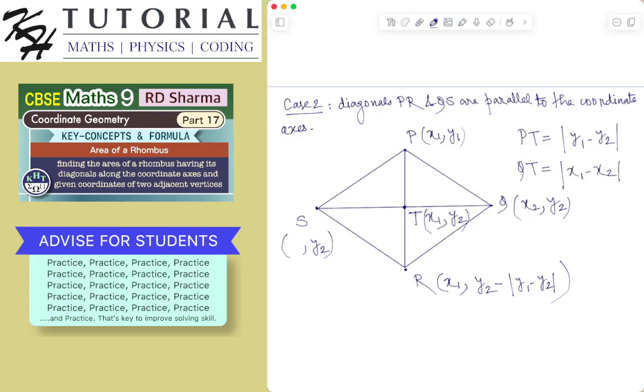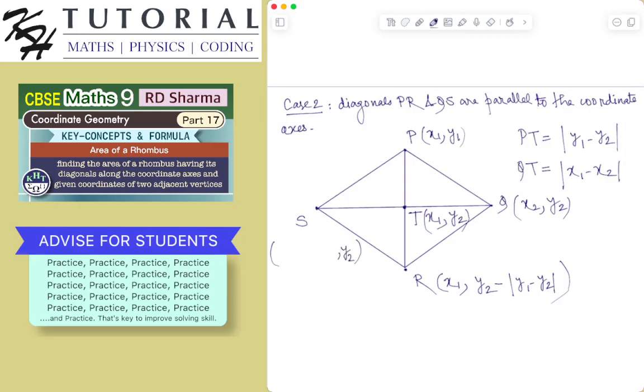Since the points Q and T are lying on a line segment which is parallel to the x-axis, the distance between the points Q and T will be the absolute value of the difference of the abscissas of Q and T. Then the vertices S and Q are both equidistant from the point T, and the distance is the absolute value of x1 minus x2. So the ordinate of the point S is y2.